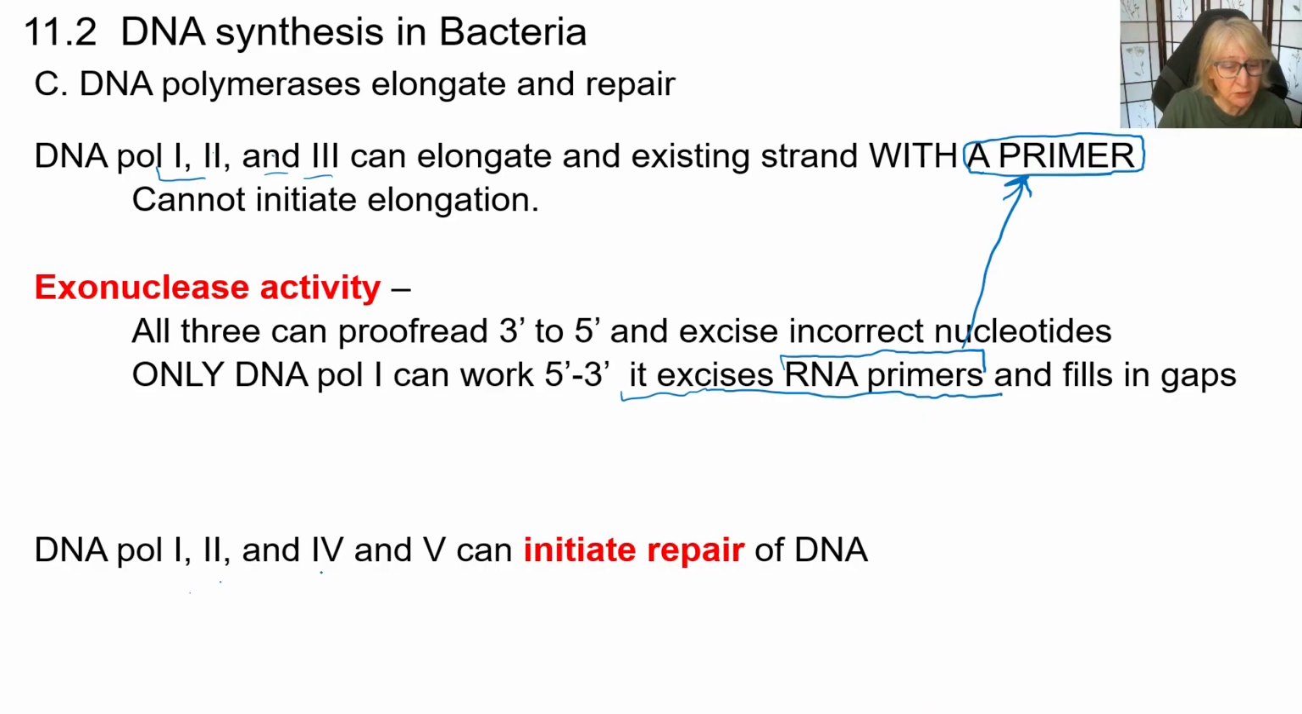DNA polymerase 1, 2, 4, and 5, so not 3, can initiate repair if the DNA itself is already broken. So we're talking about the strand and the phosphodiester bonds. If they're broken, everybody but 3 can fix it.